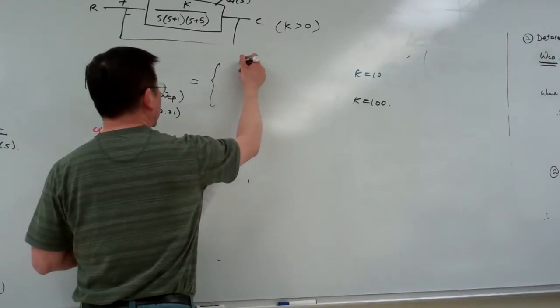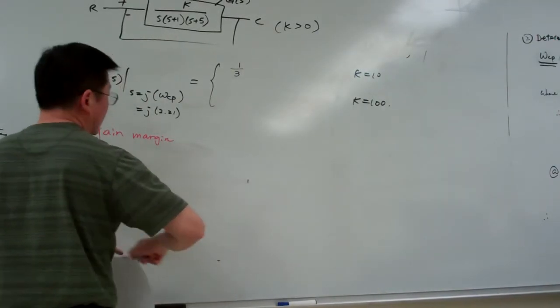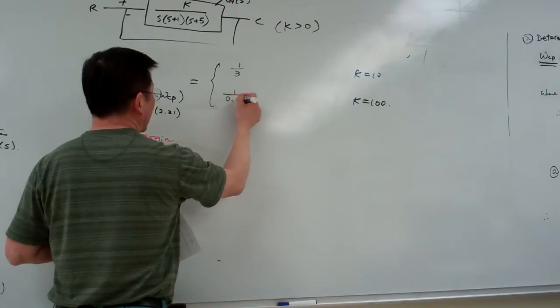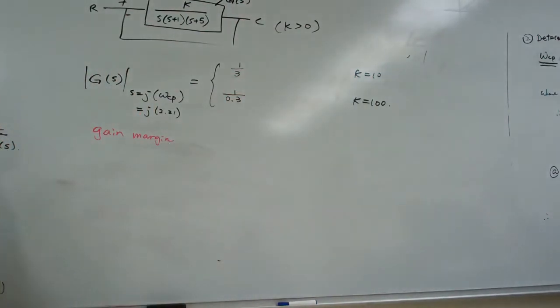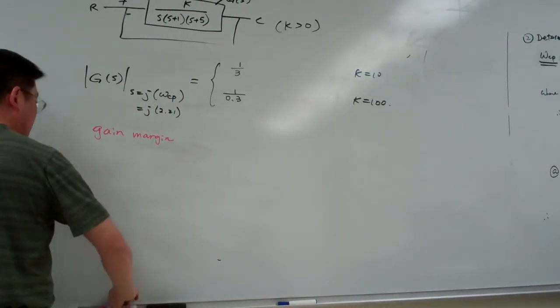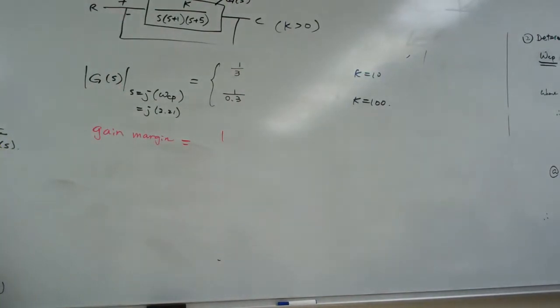This one equal to 1.3. This one equal to 1.1 divided by 0.3. Okay, sorry. So that's for K equal to 10. So for the gain margin, basically the gain margin by definition is 1. Again, we simply, right now you have this one.